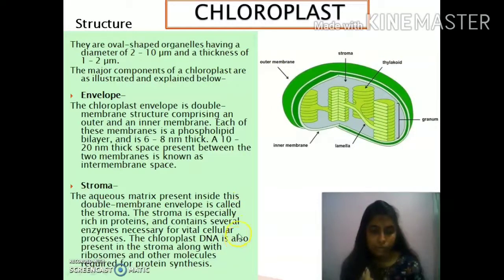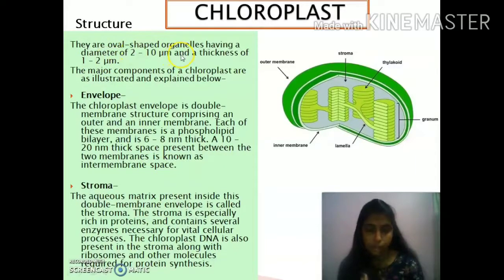So what we will do is we will try to follow the diagram, and in accordance with that we will try to discuss the different points given here so that it becomes easier for you to understand the basic structure or the anatomy of chloroplast. Okay, so let's begin. They are the oval shaped organelles.